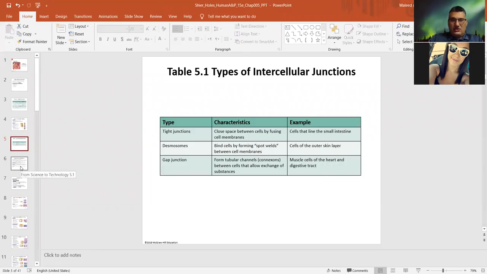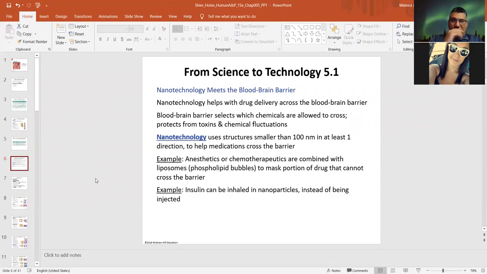It's always summarizing, so take a look at it. From science to technology, this is something that is usually additional. So do not expect, I mentioned that a couple of times before, do not expect many questions from something like science to technology or clinical applications. This is just to help us understand, but it's not a real question. And this is basically talking about something like the blood-brain barrier, or how they use nanotechnology in order to help tiny things to be delivered, like they use it in different types of medications.